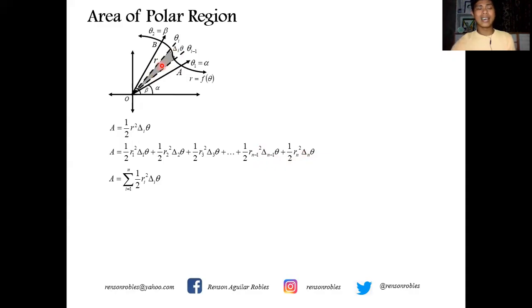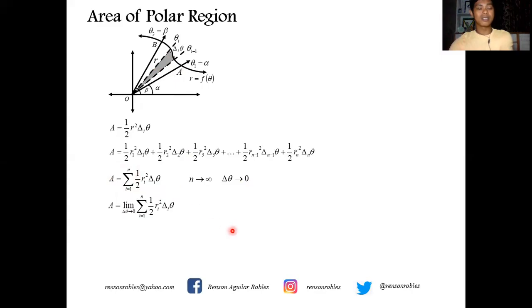You will notice that as we take a very small norm delta, the angle between these subintervals is very, very small. That will give us a very large value for n, where n is the number of sectors used. If n, the number of sectors, approaches infinity, then delta theta approaches 0. So as n approaches infinity, delta theta approaches 0, and we can take the limit of this equation.